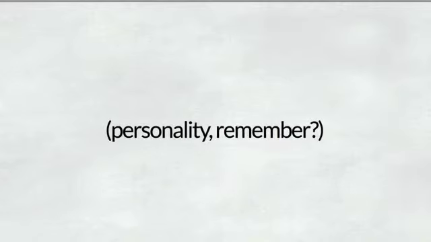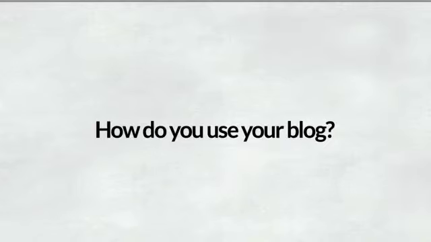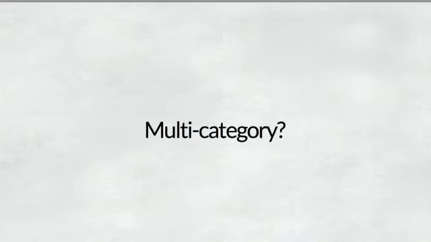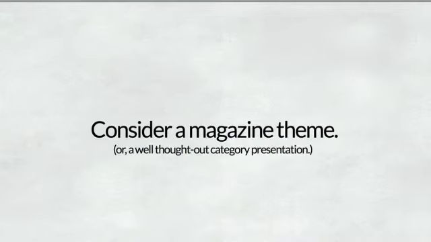Obviously, we just saw a lot of examples, and they're all using different approaches. So it comes back to your personality, remember? A great question to ask yourself, though, is how do you use your blog? This can determine it a lot for you, in case you can't make a decision otherwise. Think about how you use your blog. Do you write a multi-category blog? If so, consider a magazine theme or just a well thought out category presentation, the way that Whole9 does. Traditional blog format, but they have their categories well displayed.